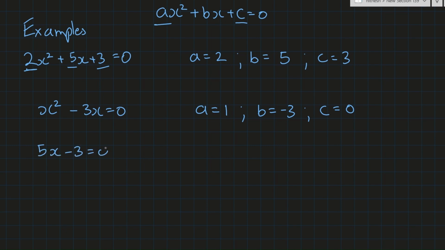Let's take another example. 5x minus 3 equal to 0. Over here, there is no coefficient of x square, therefore it does not form a quadratic equation like we have seen before. For a standard form, a cannot be equal to 0. Over here, the value of a is considered to be 0.